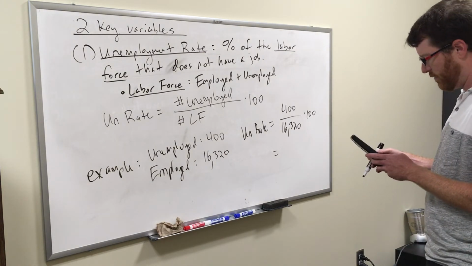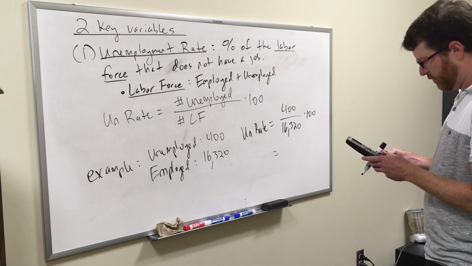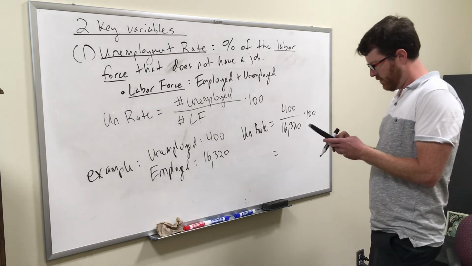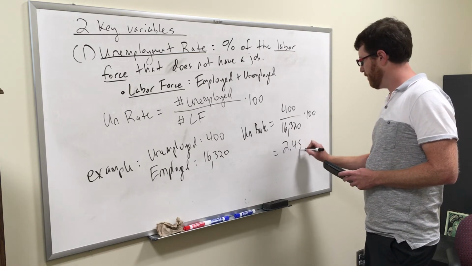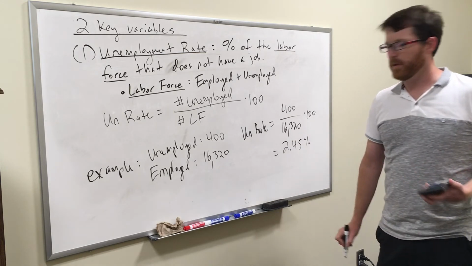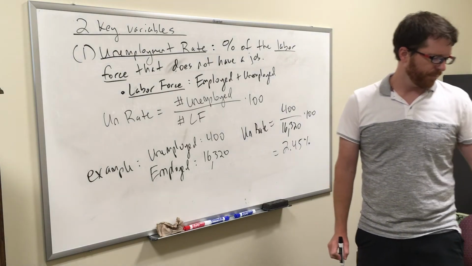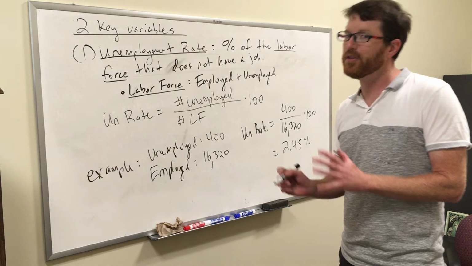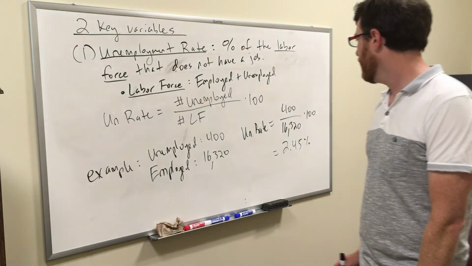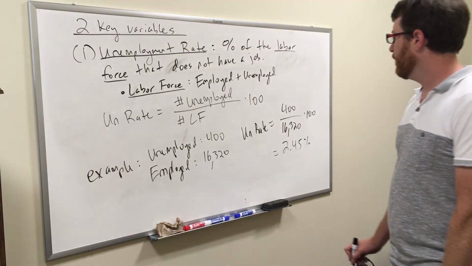Let's see what we get here. So we get 2.45%, which would be a really low unemployment rate, I guess would be a better way of saying it. I'm not sure if it's good. We'll have to think about that in a bit. All right, so that's how that's solved.